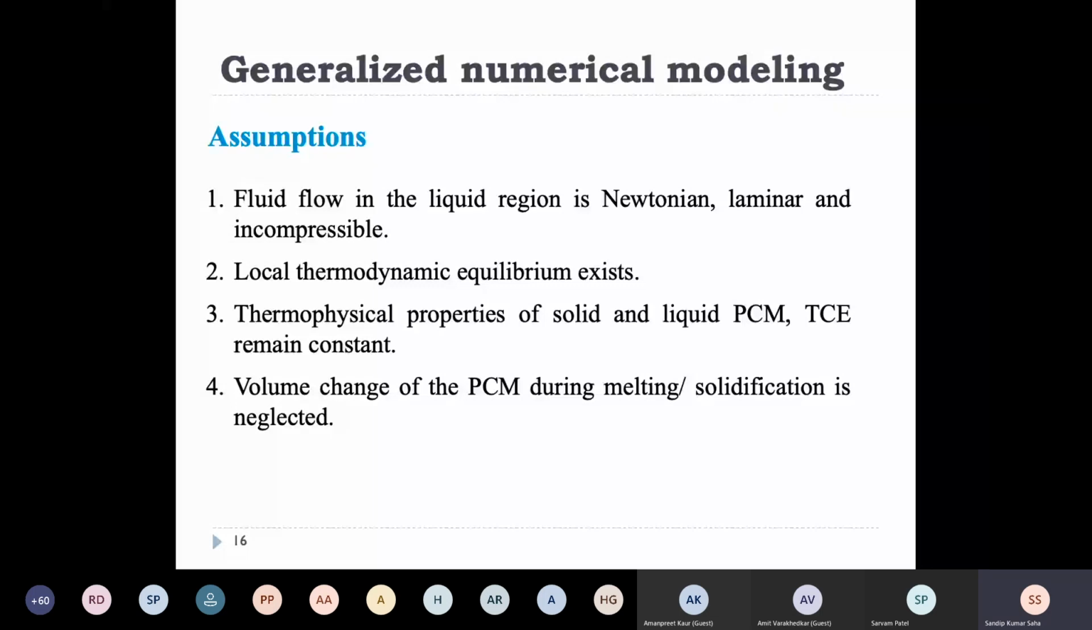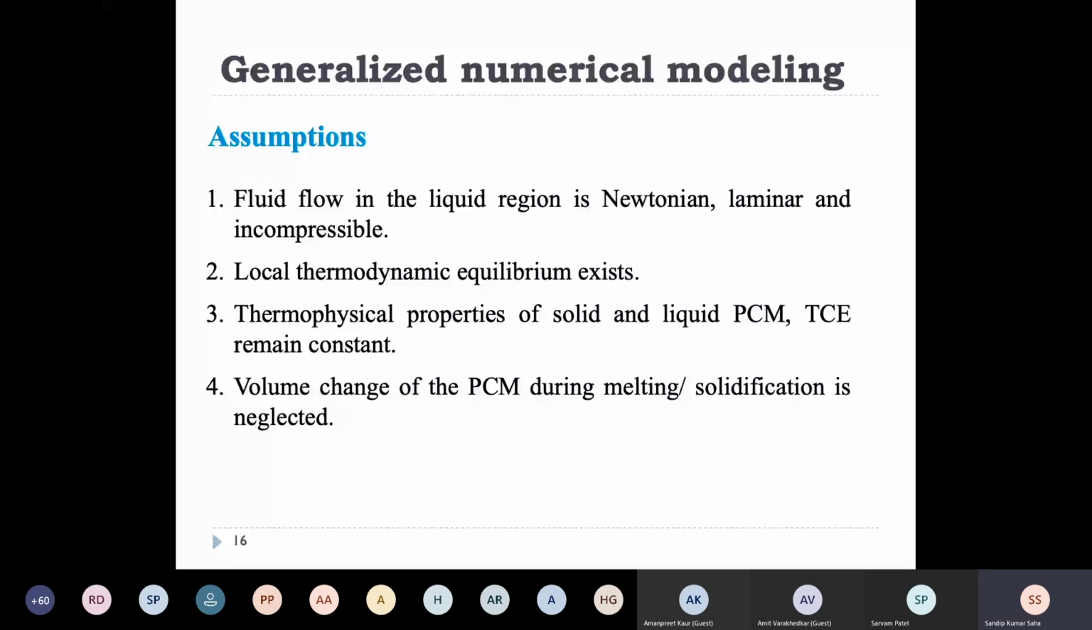Now I want to generalize this model. What generalization? I want to introduce fluid flow and incorporate many other things, such as natural convection. For that, my assumptions are that the fluid flow in the liquid region is Newtonian, laminar and incompressible. Normally, all the fluid flow in case of phase change is laminar, so it is not very vigorous.